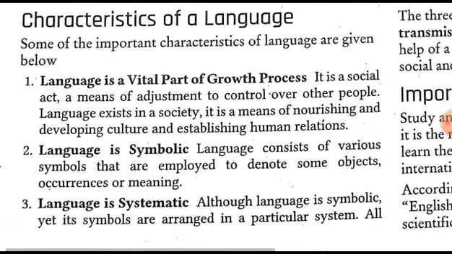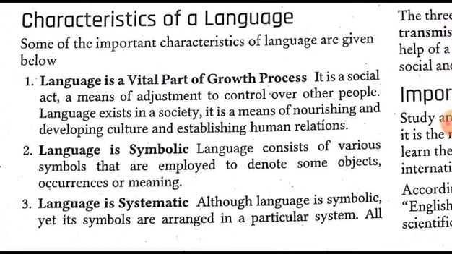Characteristics of a language. Some of the important characteristics of language are given below. Language is a vital part of growth process. It is a social act, a means of adjustment to control over other people. Language exists in a society. It is a means of nourishing and developing culture and establishing human relations. Language is symbolic. Language consists of various symbols that are employed to denote some objects, occurrences, or meaning.